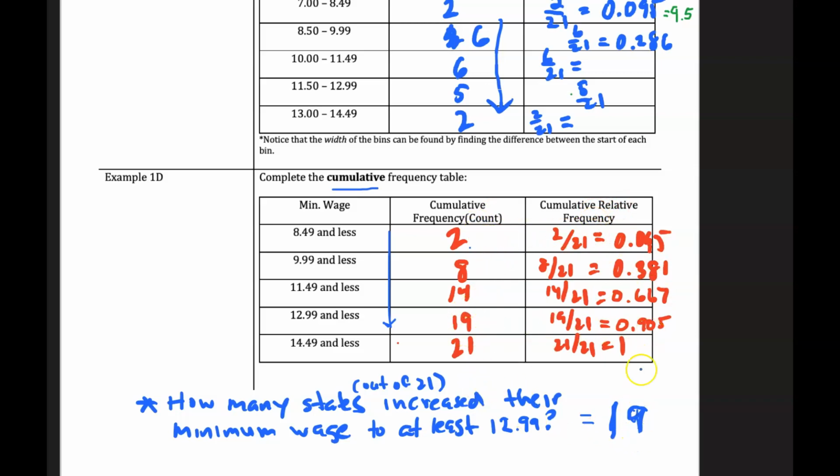So we could say 19 of them, or 90.5% of them. That would have been another way to express it, if that's what percent of them. 90.5% of the states increased their amount to $12.99. So that's the idea of using cumulative frequency, when we want to know how many have accumulated up to a certain amount. And that's it.